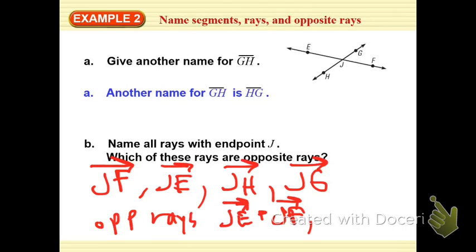Give me another pair. There's another pair of opposite rays, besides JE and JF. JG and JH. Yeah, JG and JH. Okay. All right, any questions?